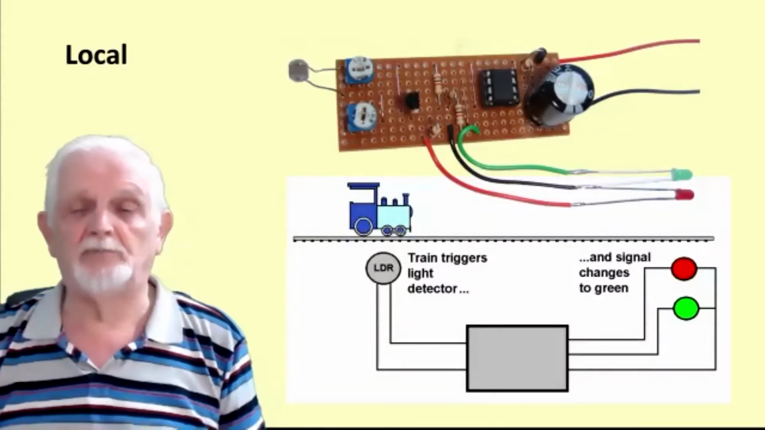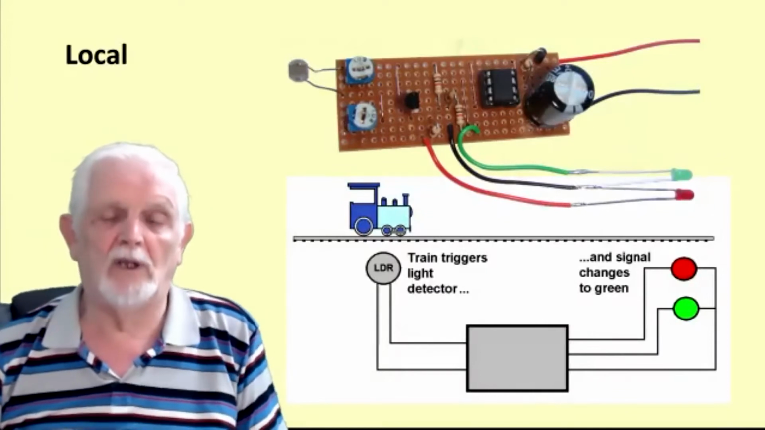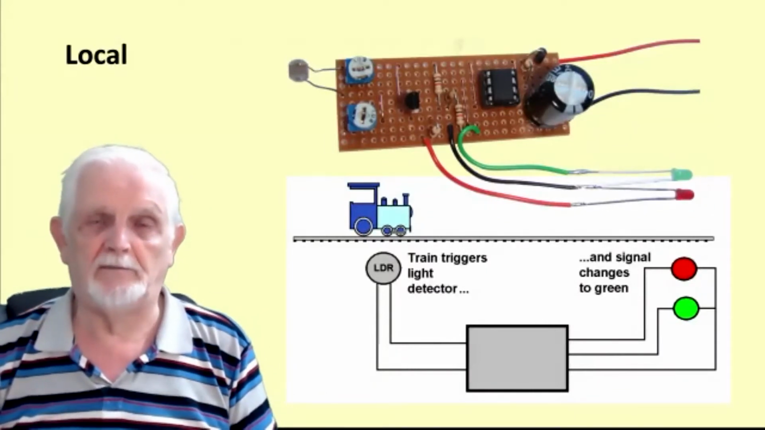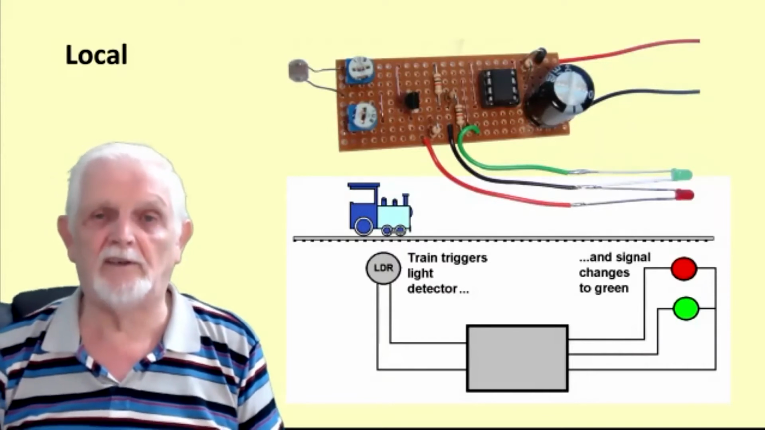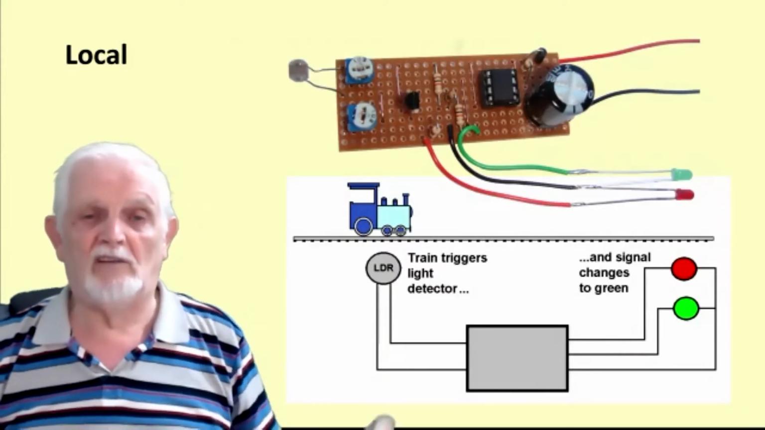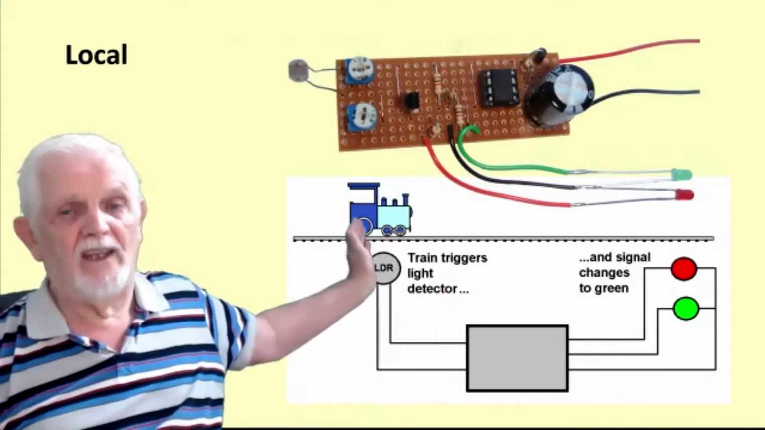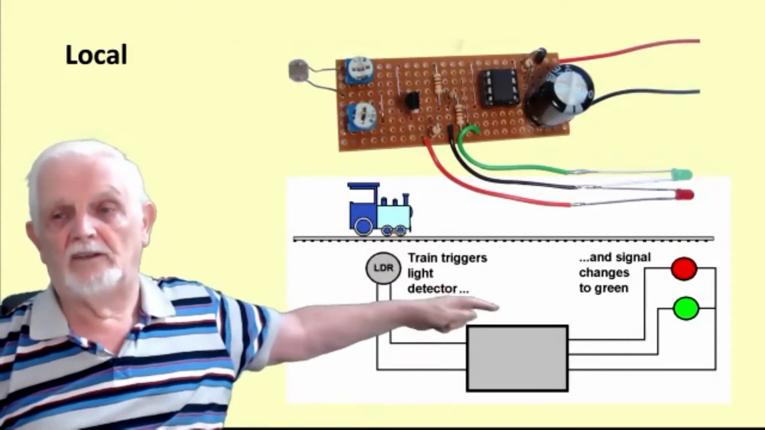And there's a small example of a local animation, a local activity. That's one of the pocket money kits. We'll show it later. But the idea being we have a detector, the train hits the detector and the lights change.